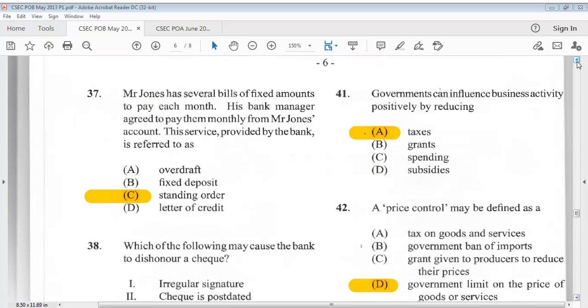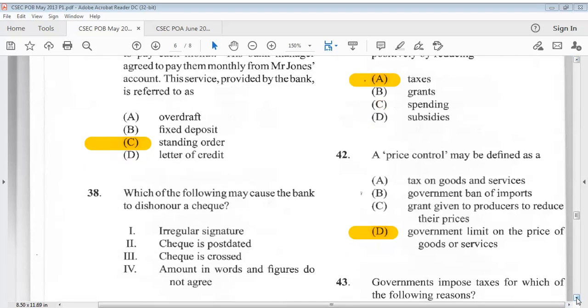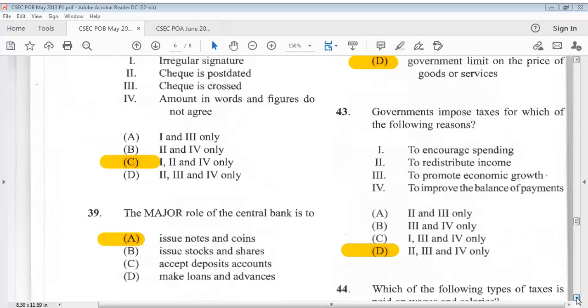It says governments can influence business activity positively by reducing, we know A, taxes. 42 says a price control may be defined as a D, government limit on the price of goods or services. 43 says governments impose taxes for which of the following reasons?